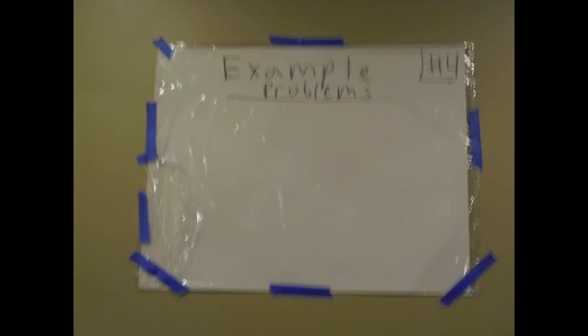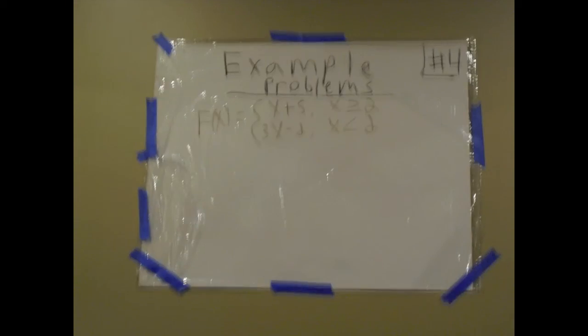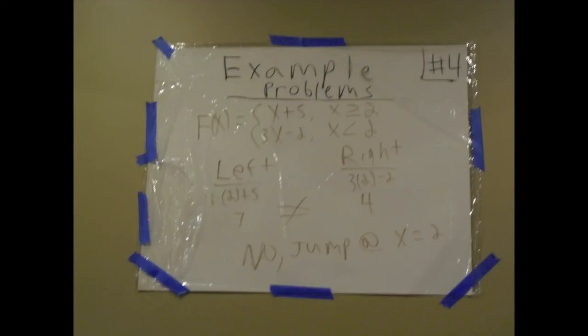Example number 4 also has the same directions as the previous 2 questions. Check if the function is continuous, and if not, what kind of discontinuity exists. This function is a piecewise function. When x is greater than or equal to 2, the function is x plus 5. If x is less than 2, the function is 3x minus 2. Since the only discontinuity that can occur is at x equals 2, we must check both sides of 2 to see if they match. By plugging in 2 to both sides, we find the left side is equal to 7 and the right is equal to 4. We can now conclude that a jump exists.